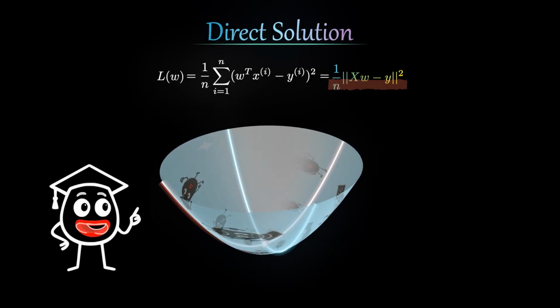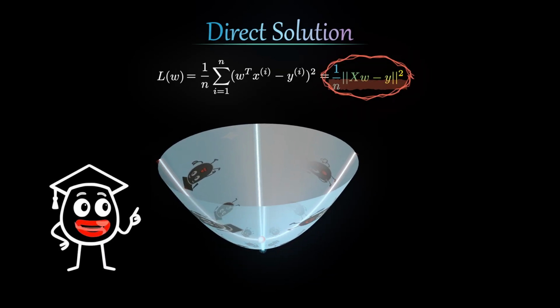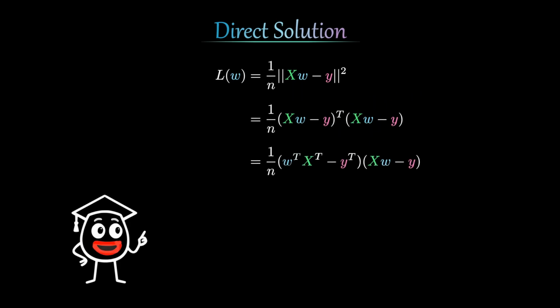Now, since L of W is convex in all components of W, we can find the optimal W by taking the derivative of this matrix expression and setting the gradient to 0. Let's differentiate this expression in matrix form. The squared 2 norm, that is the squared length of a vector, can be written as the inner product of the vector with itself. When we move the transpose inside the parentheses, the multiplication order changes, like this.